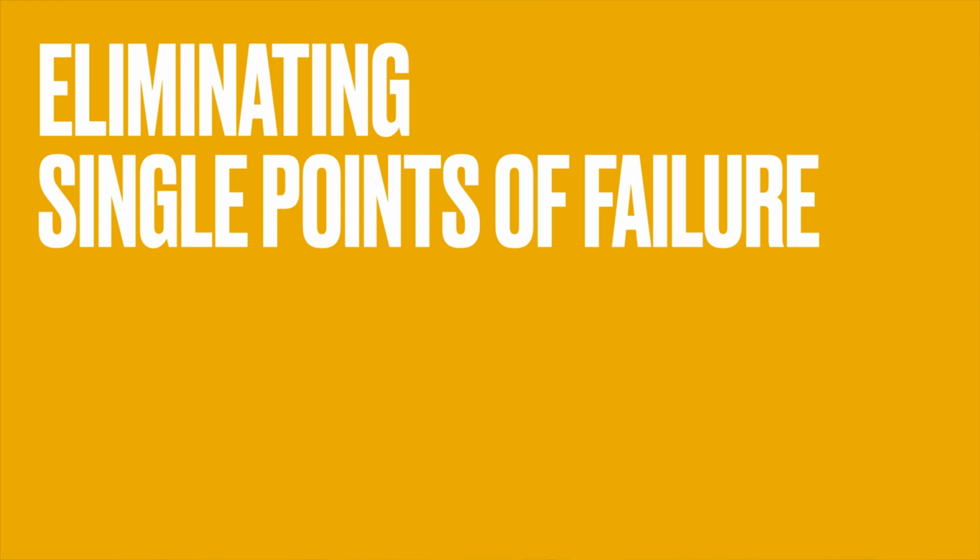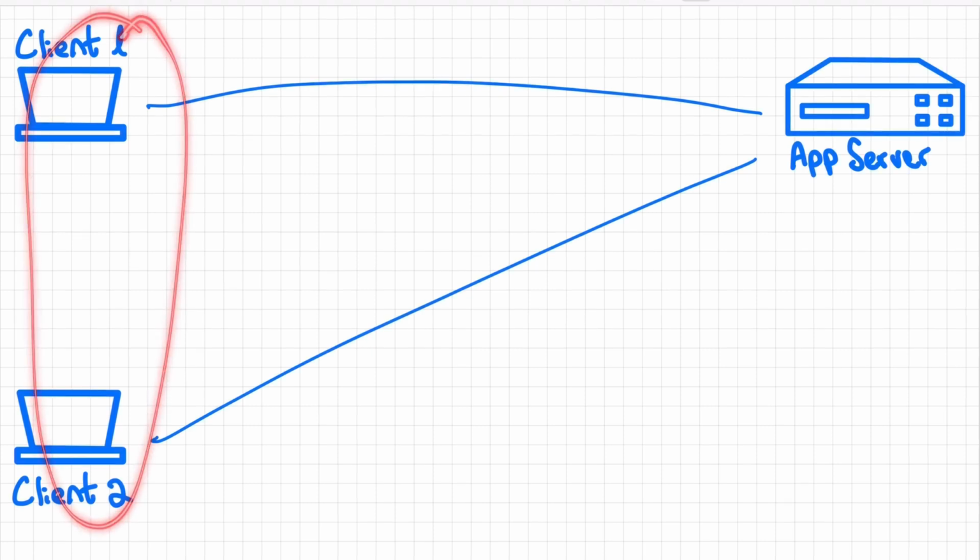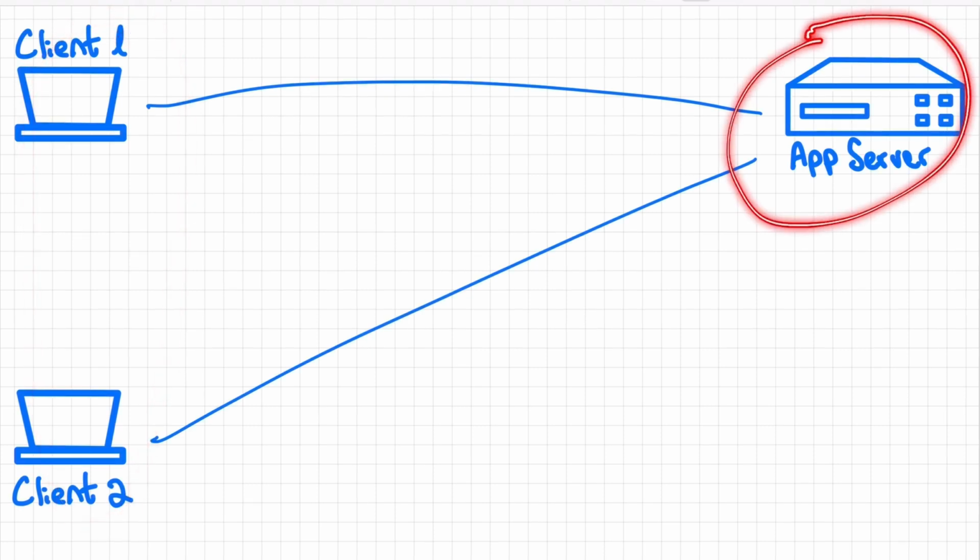And what do we mean by that? Let's say we have this very simple design for our website foo.com. We have our clients here, and then we have this application server that runs all the business logic.